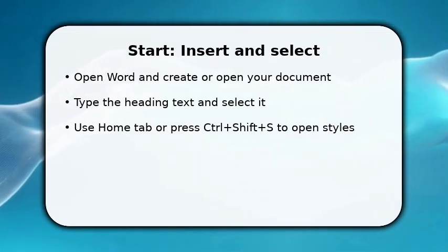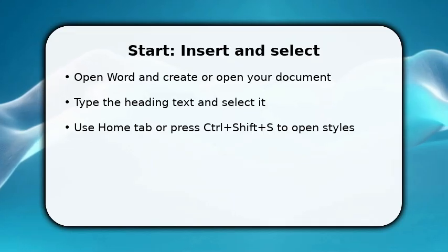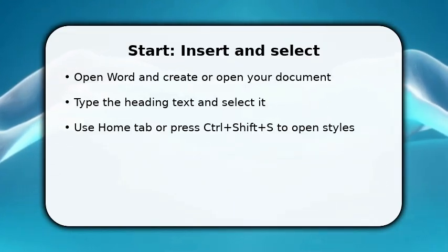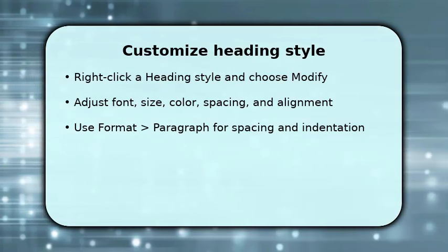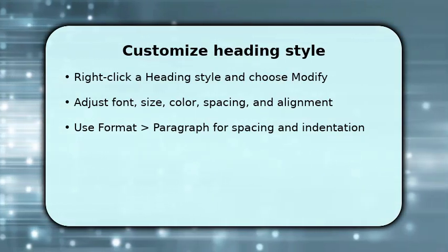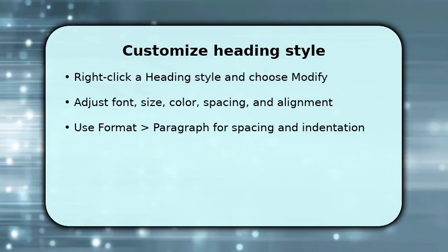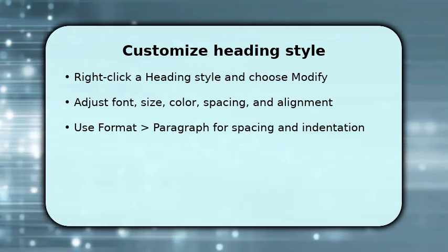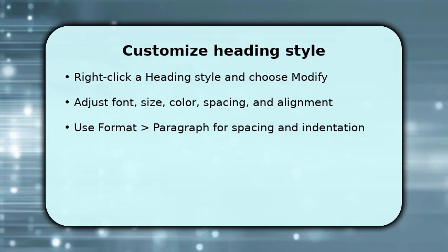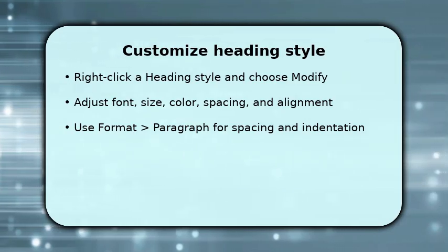You do this now because it creates a structure that downstream tools, like table of contents and screen readers, rely on. Once the base heading is applied, right-click the style in the Styles pane and choose Modify so you control appearance globally. You can change font, size, color, and alignment. This saves time by updating every instance.